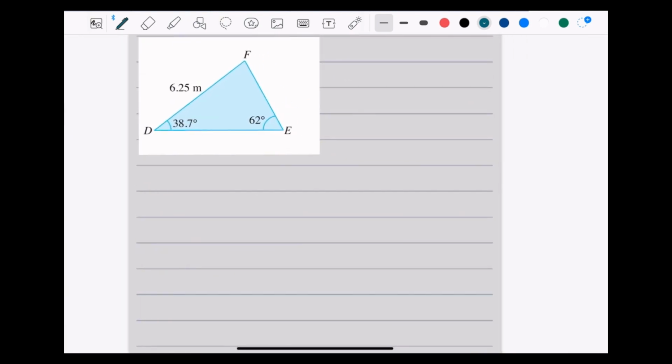If we have a basic triangle, the first step is to identify whether it's a right angle triangle or not. And as you could see, it is not. So I'll straight away apply sine of angle 62. The side that is opposite is 6.25. And this is equal to sine of angle 38.7 over FE. You can replace x as well if you want to.